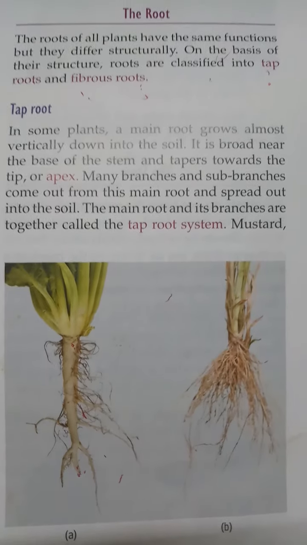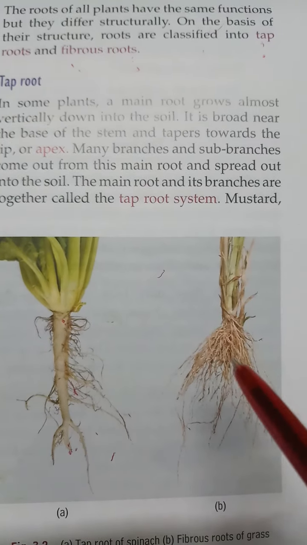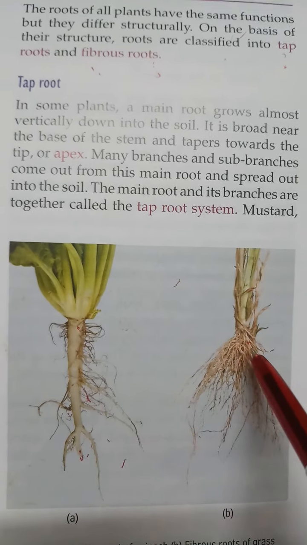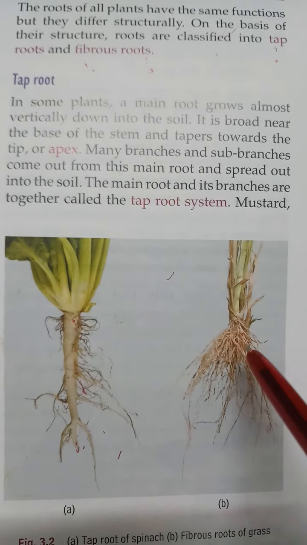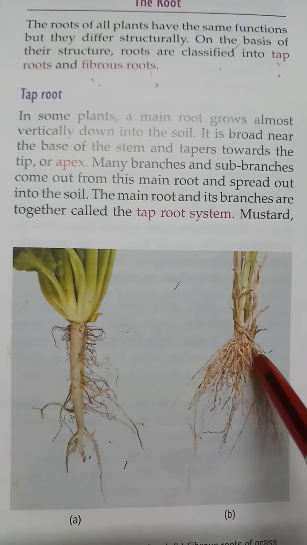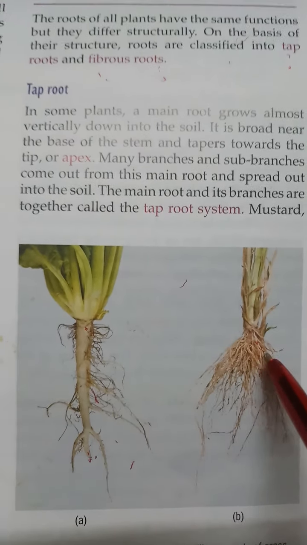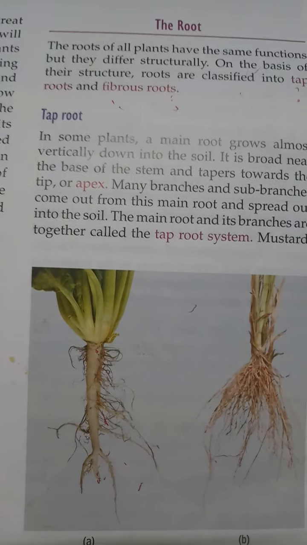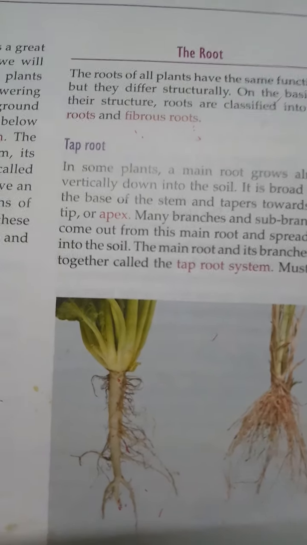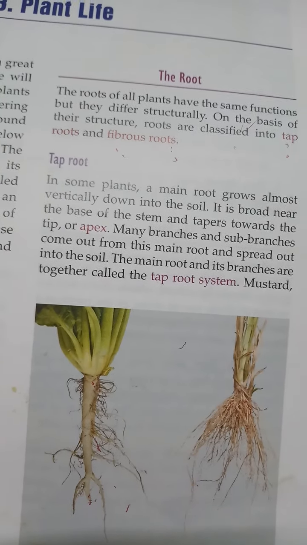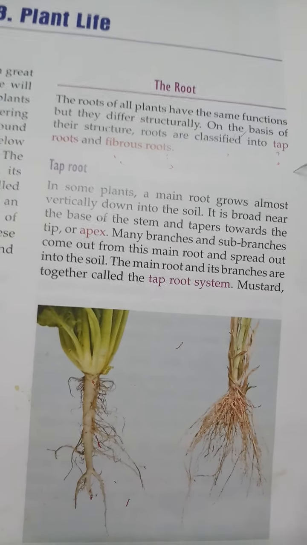But in the fibrous root system, many roots are arising, and all the roots are of the same size and same thickness. A cluster of roots, a lot of roots are arising from the base of the plant. Such a root system is known as fibrous root system. We can see such roots in paddy, wheat, and most of the grasses have the fibrous root system.